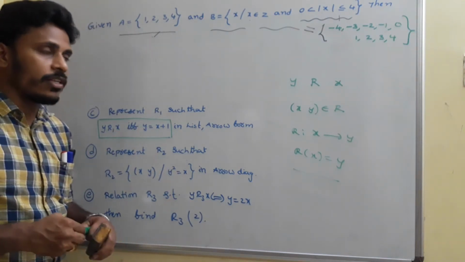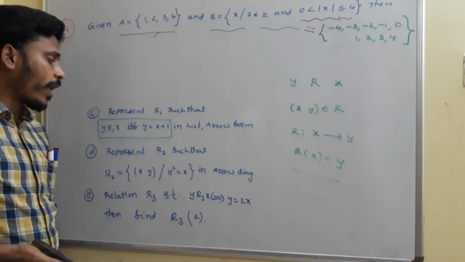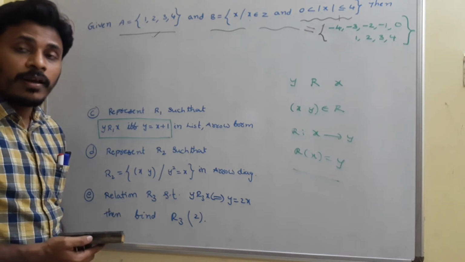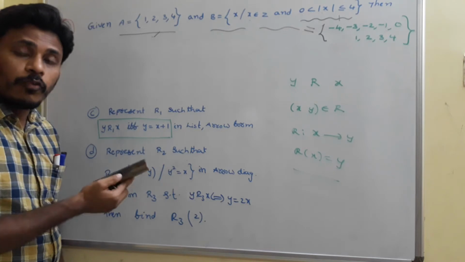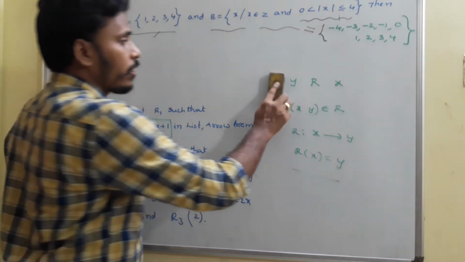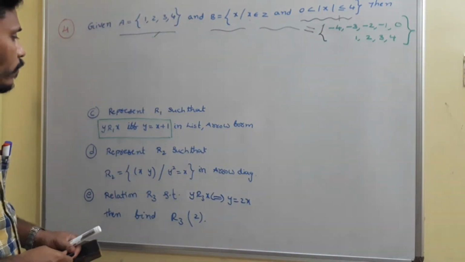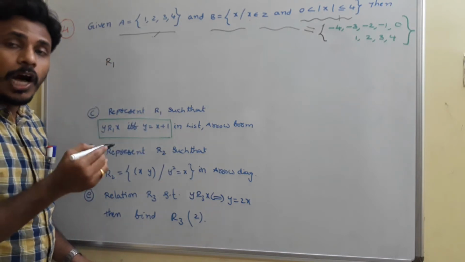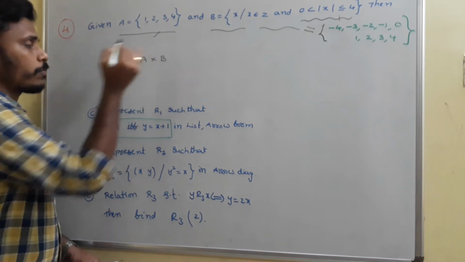Already I mentioned all these notations in the last class, and here in particular it is given that y R1 x if and only if y is equal to x plus 1. Y is equal to x plus 1 in the sense you need to add 1 to x. You will get that x from the relation from the set A. Now R1 is a relation from A to B. Since R1 is a relation from A to B, clearly R1 is a subset of A cross B.